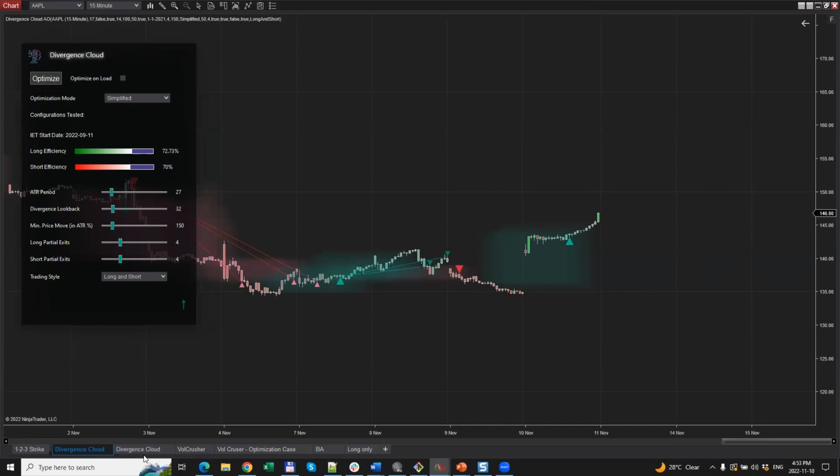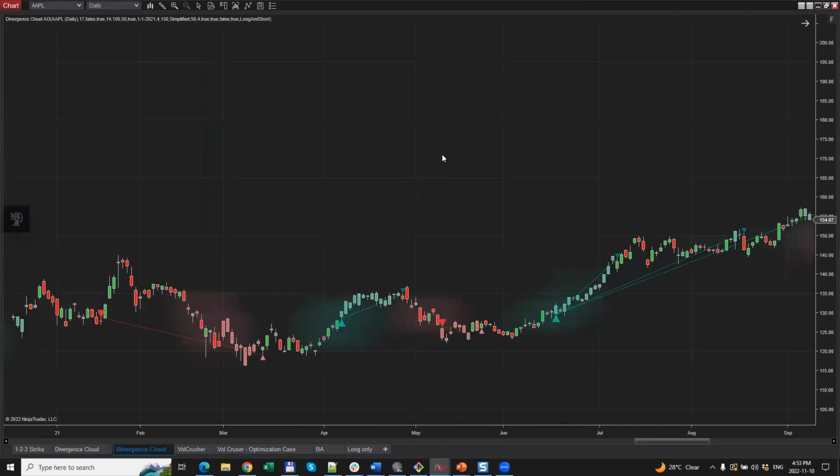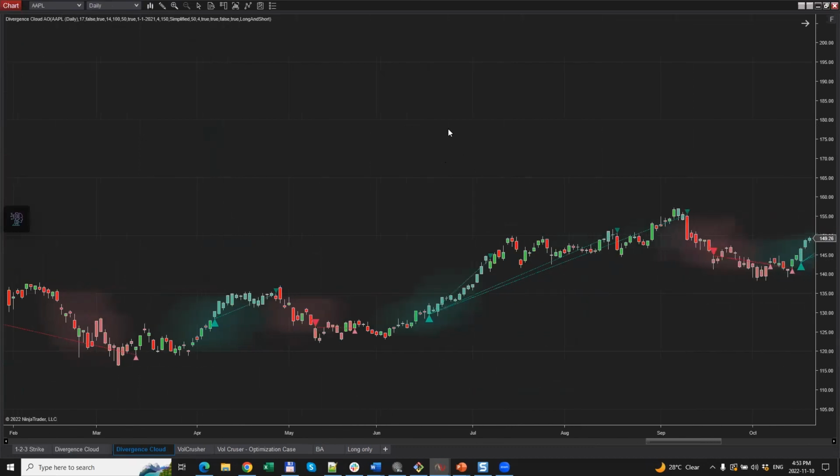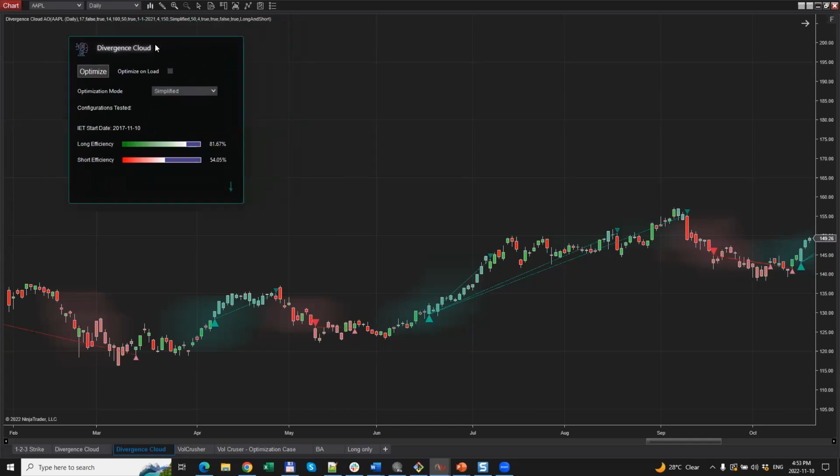Just one more example here. We have the same indicator, again, divergence cloud applied to a daily chart of Apple. Just to showcase to you that, yes, our indicators, they work on all kinds of time frames. So whether you are a day trader, a swing trader, or an investor, you can use these indicators. And again, our statistics will also work on every single time frame.